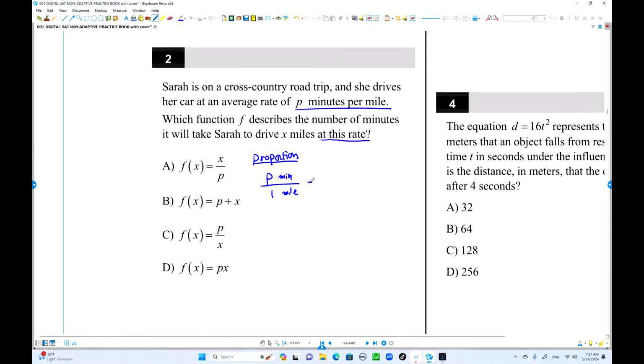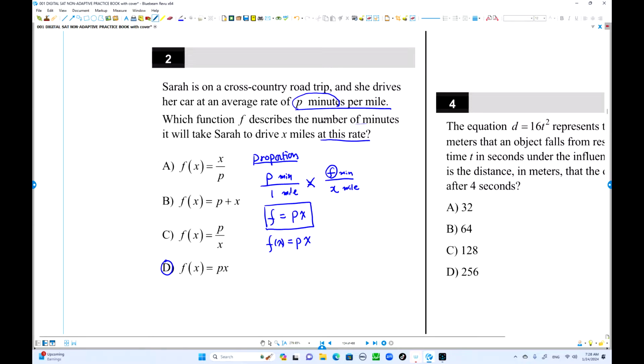So f minutes to drive x miles. You're gonna find the value of f. What is f? Cross multiplication. f times 1 is f, and p times x is px. That's it. If you think of this as a function of x, p is a constant, so you can use px. Choice D is the answer. That's the same thing.